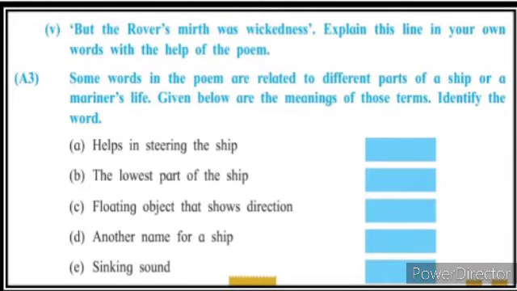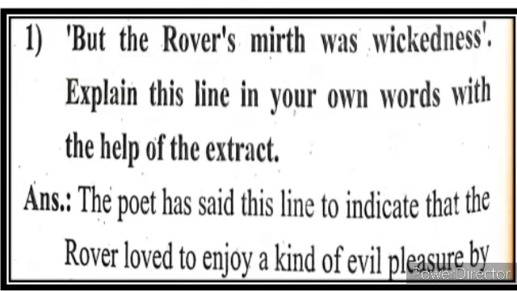But the rover's mirth was wickedness. Explain this line in your own words with the help of the poem. Some words in the poem are related to different parts of a ship or a mariner's life. Given below are the meanings of those terms. Identify the words. But the rover's mirth was wickedness.